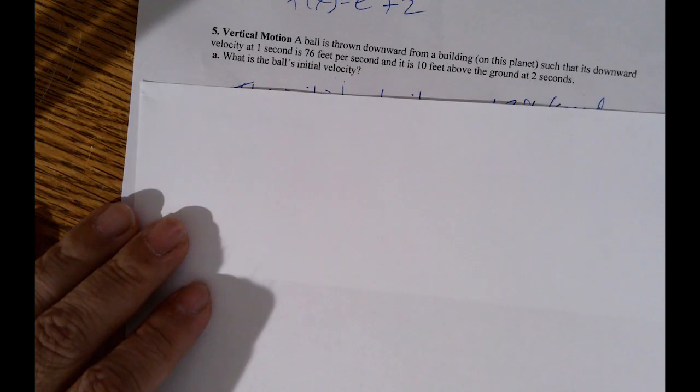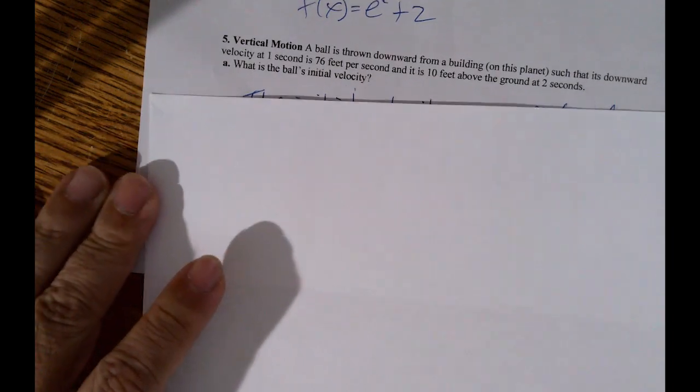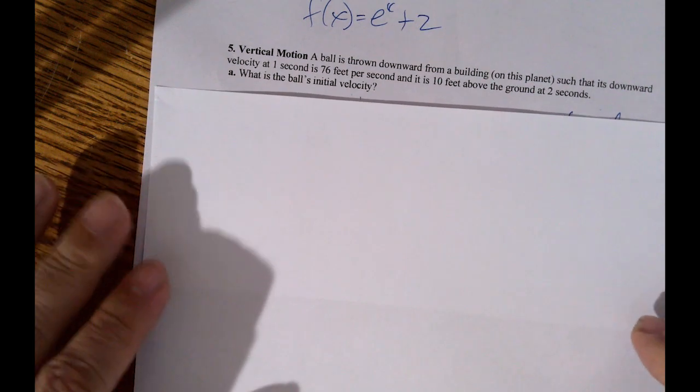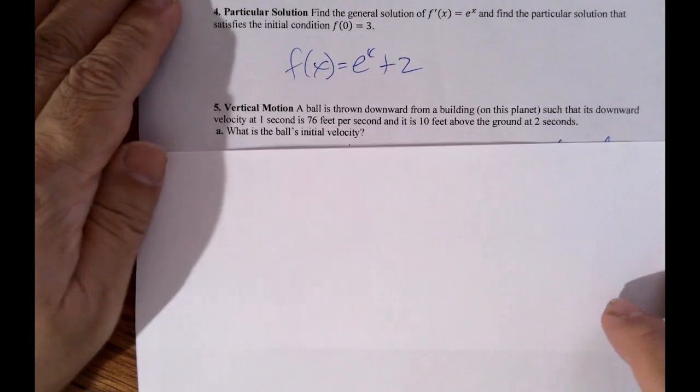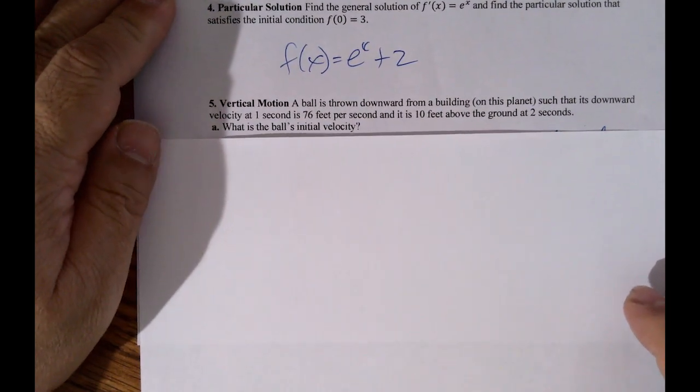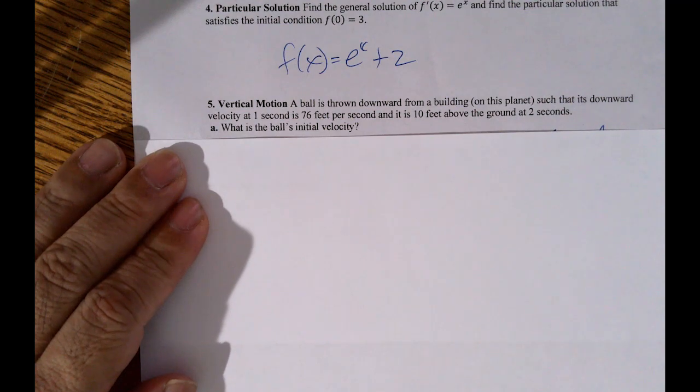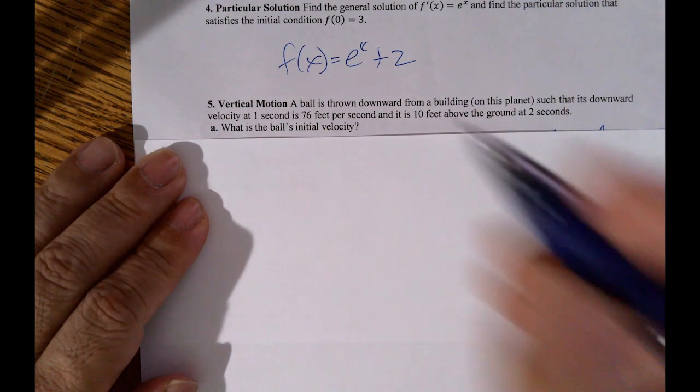Ball is thrown. Okay. This is attempt number 2 to do number 5 because I made a very, very elementary mistake when I did it the first time. All right, let's try this again. What is the ball's initial velocity? So I'm doing 5a.